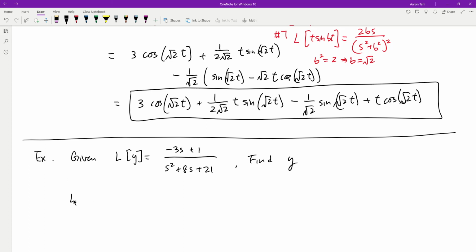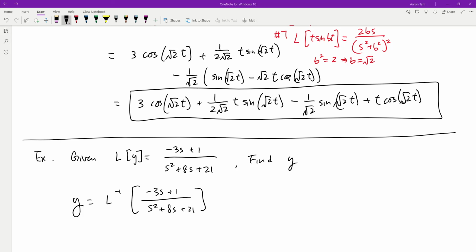So therefore in this case we know that y must equal the Laplace inverse of negative 3s plus 1 over s squared plus 8s plus 21. So the question is, how is that one going to look? Which formula to use? So this one is tricky in the sense that whenever you see a trinomial on the bottom, it's kind of telling us that we have to use 15 or 16. Okay? Yes, that's how that worked.